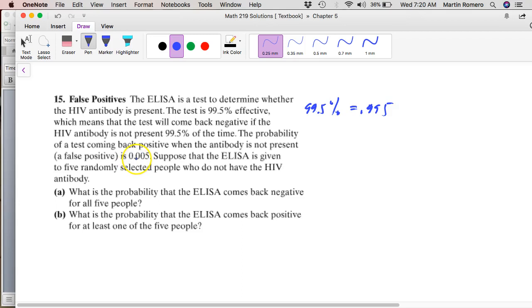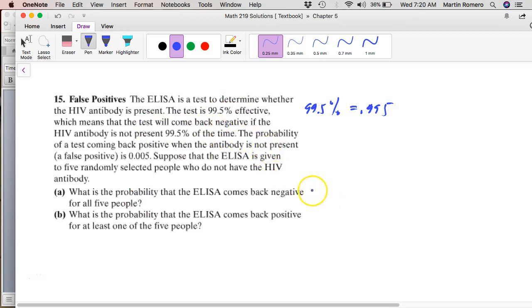And so just because you take a test and it says you test positive doesn't mean you actually have the virus, and that's what it's saying here, or in this case HIV. Suppose that the ELISA test is given to 5 randomly selected people who do not have HIV antibody. What is the probability that the ELISA comes back negative for all 5 people? And so in this case, it's effective if it says negative.